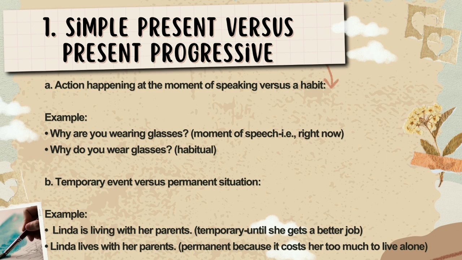Letter B here is temporary event versus permanent situation. For instance, Linda is living with her parents. That is temporary until she gets a better job. So, yung tinatawag natin na temporary event. The permanent situation, an example here is, Linda lives with her parents. That is permanent because it costs her too much to live alone. So, that's the example of temporary event versus permanent situation.